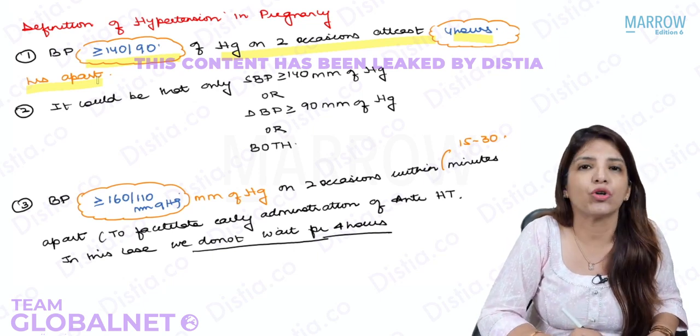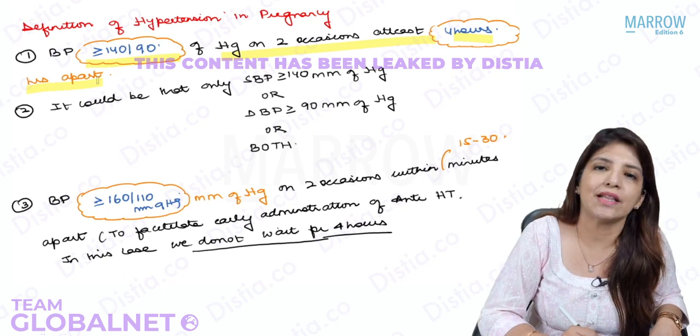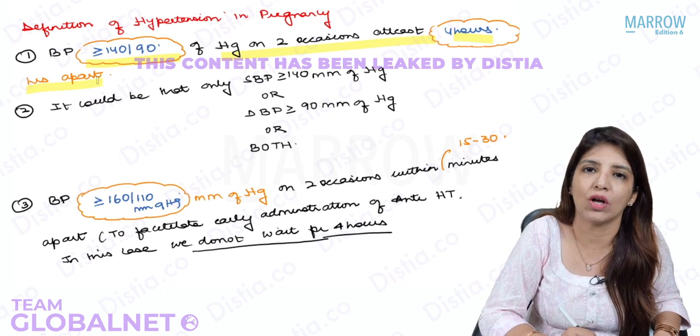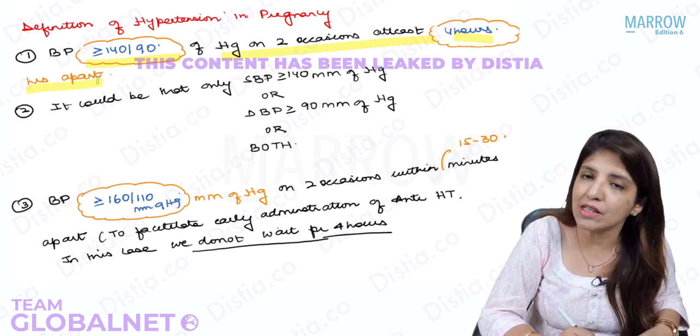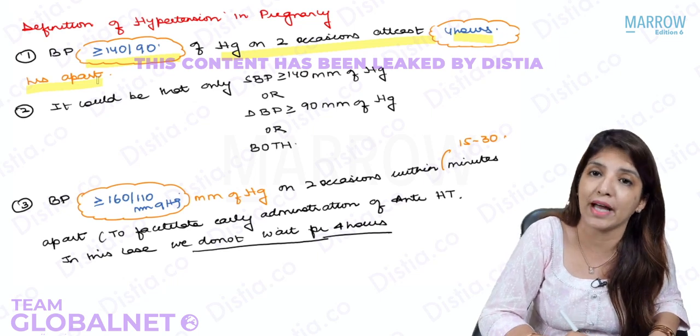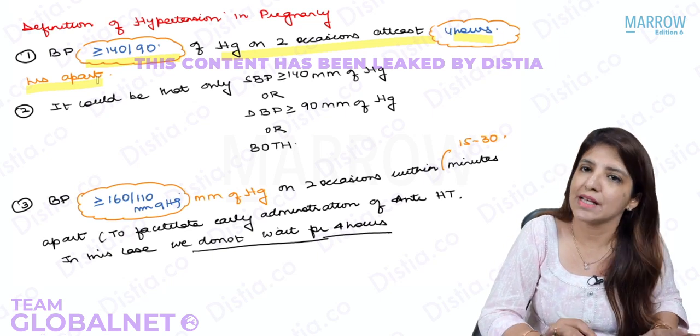A second very important concept which you need to remember is that it is not necessary that both systolic and diastolic should be more than 140/90 to call it hypertension. If either systolic is more than 140, or diastolic is more than 90, or both are more, then also you are going to call it hypertension, right?